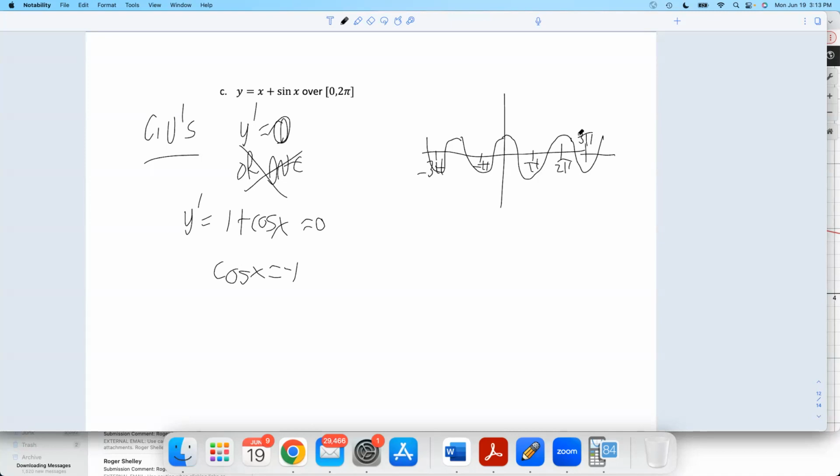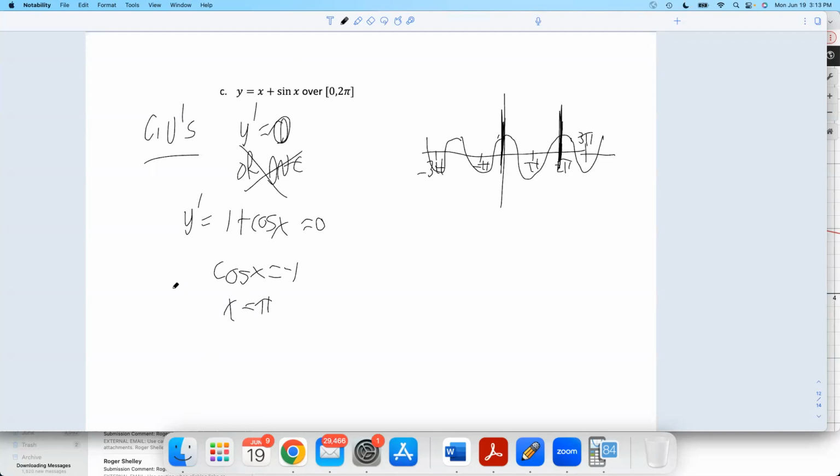Don't care about all those. Only care about the ones in this region right here, from 0 to 2 pi. Only care from here to here. I'm on this closed interval. That only happens once at x equals pi. So that was the derivative there. That's not the original function. I didn't graph this. The derivative equals 0 at pi.